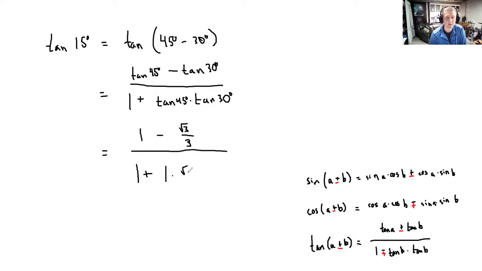Okay, so we know that here, we know that here, and that's it. We've got our answer. The exact value is 1 minus root 3 over 3, divided by 1 plus root 3 over 3. And you could probably simplify this down a little bit more, but that's exactly what it is.